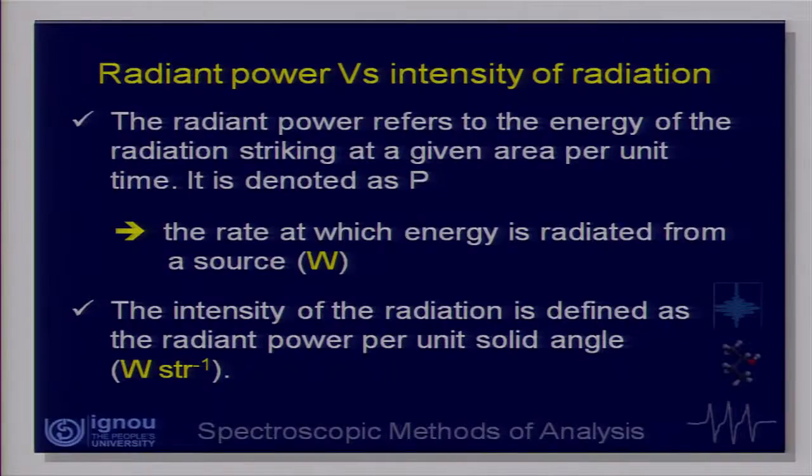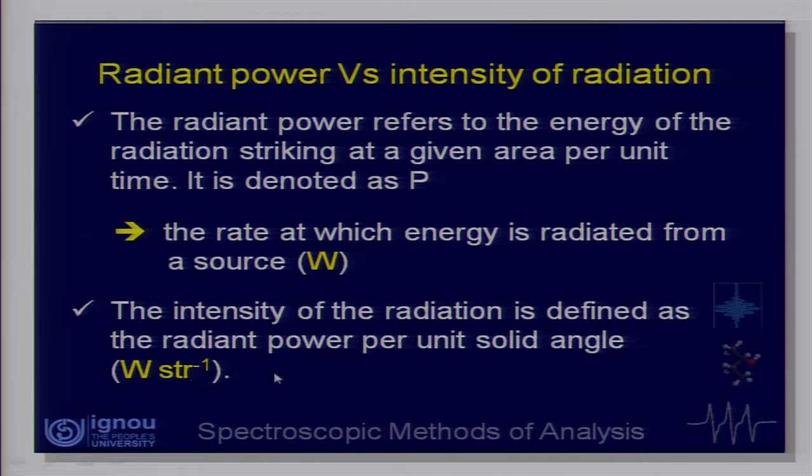Okay. Now, coming back to our context of the electromagnetic radiation, we have to talk about two very important terms here. One happens to be the radiant power, and second happens to be the intensity. Let us try to understand what these are and how we differentiate between the two. The radiant power basically refers to the energy of the radiation which is striking at a given area per unit time, and is denoted by P. That we will be using very often. And since it is a radiant power, it is measured in watts. That is the unit for this. As against this, the intensity of radiation is the radiant power per unit solid angle, and it is given in terms of watt per radian.